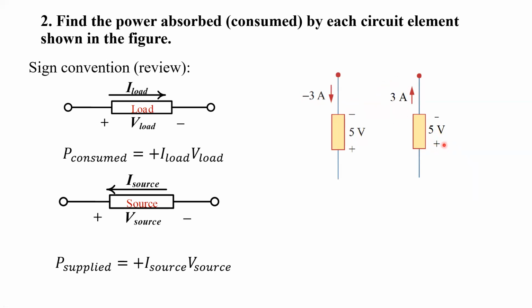If we analyze this circuit, we can see that current is flowing from the positive terminal to the negative terminal. So this is a load. That means it is consuming power. So here the power absorbed or consumed equals 3 into 5, which equals 15 watts.